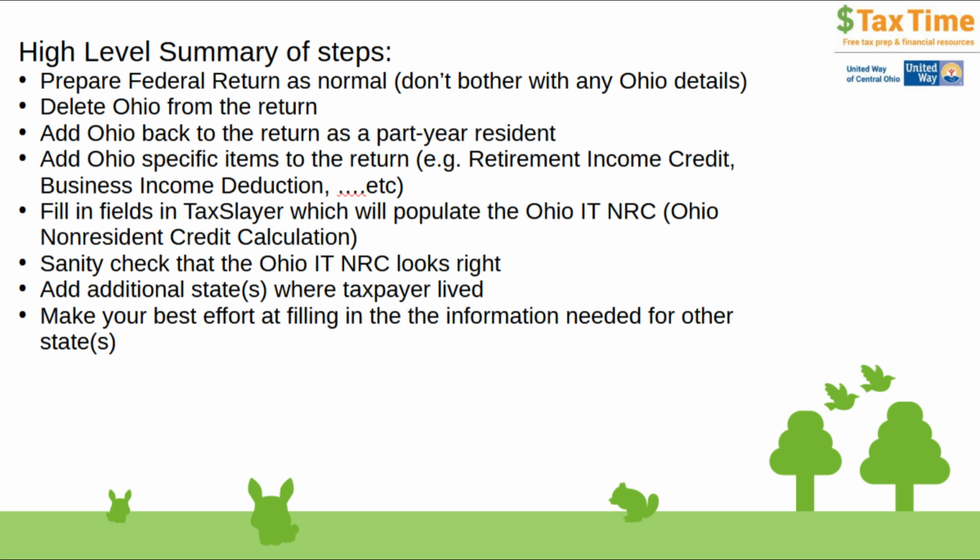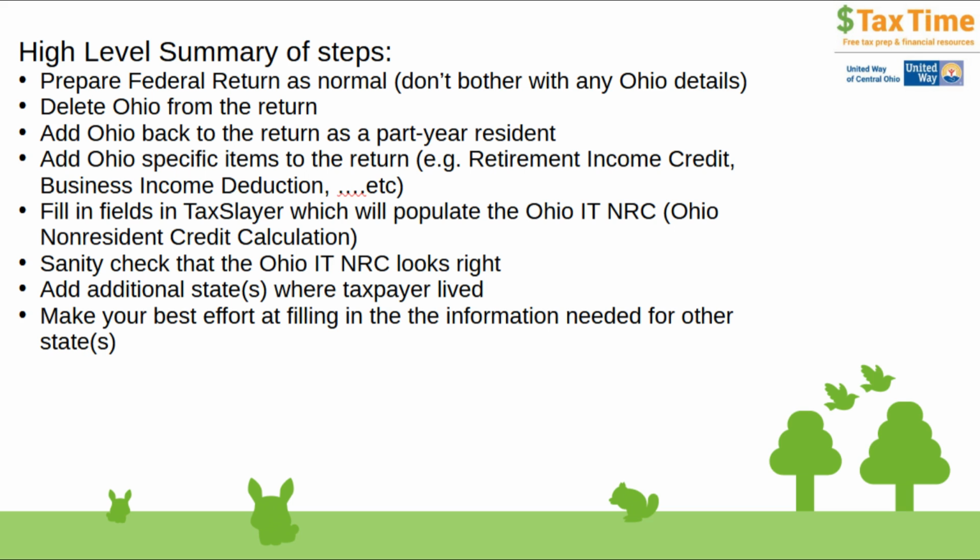Here is a high-level summary of the steps we'll follow. We'll start by preparing the federal return as normal. Don't bother with any Ohio details, as our next step is to delete Ohio from the return. We will then immediately add Ohio back to the return, and when we do this, we'll get a choice to add it in as a part year resident. We will then add the Ohio-specific items to the return, such as retirement income credit, business income deduction, anything else that's a special Ohio return adder.